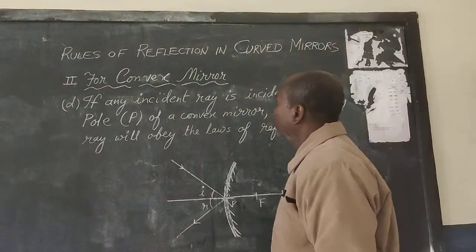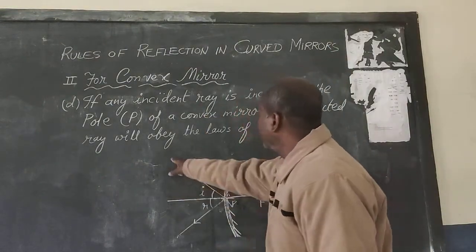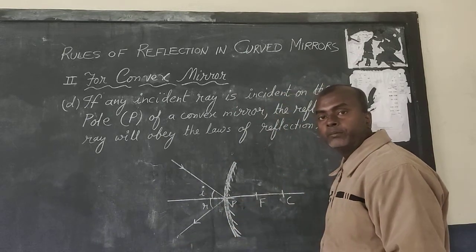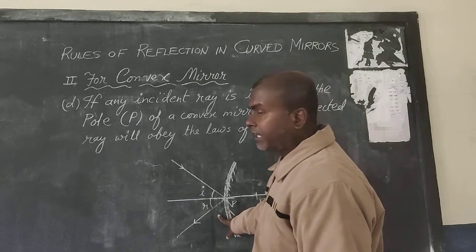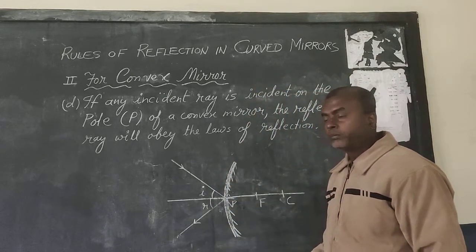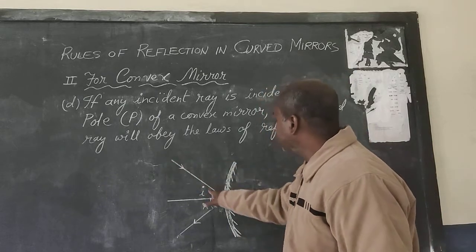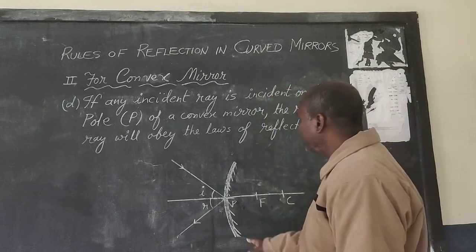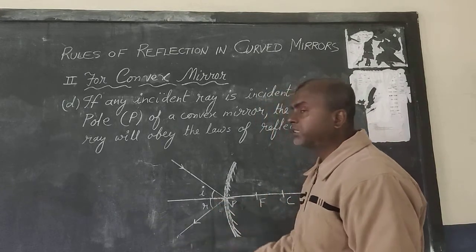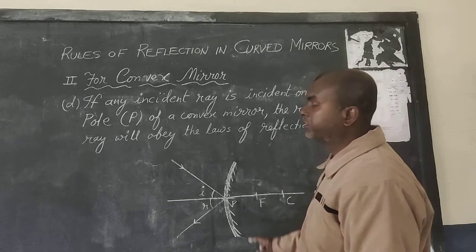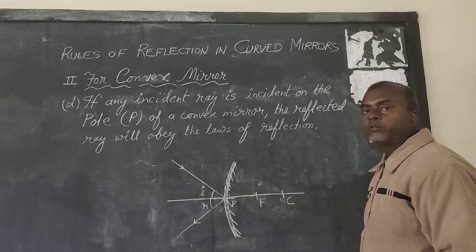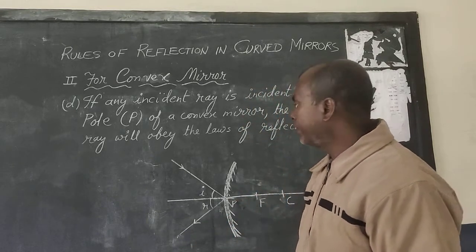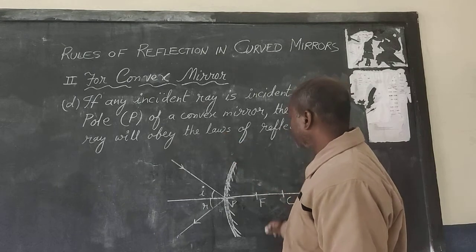Okay, the last law for convex mirror. If any ray comes towards the pole, hits the pole, then in which direction will the reflected ray be? Now this was a case in concave mirror also, if you remember. In that also we had an incident ray coming and hitting the pole. So which direction would be the reflected ray? The reflected ray would be in the direction obeying the laws of reflection. So same case for convex mirror also. The direction of the reflected ray will be determined by the laws of reflection.